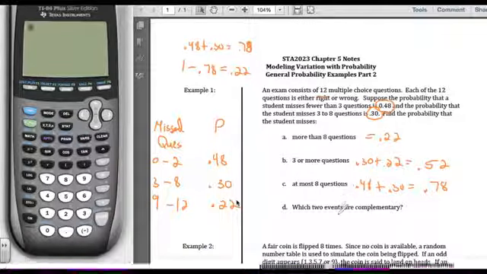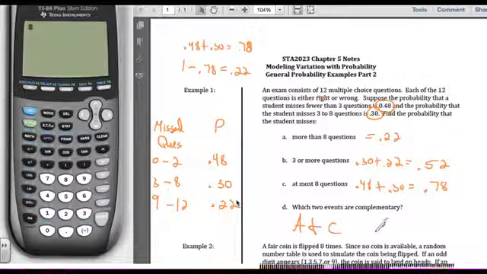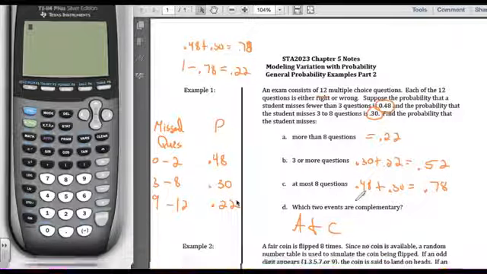For part D, which 2 events are complementary? Recall that complements add to be 1 or 100%. Parts A and C are complementary. 0.22 plus 0.78 would be 1, would be 100%. It also makes up the entire sample space. More than 8 questions, and at the most 8 questions.